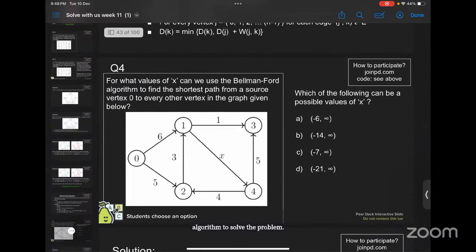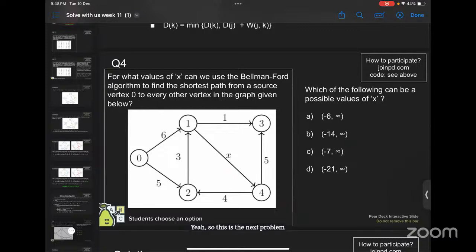So this is the next problem. Just analyze the graph and let us consider some.